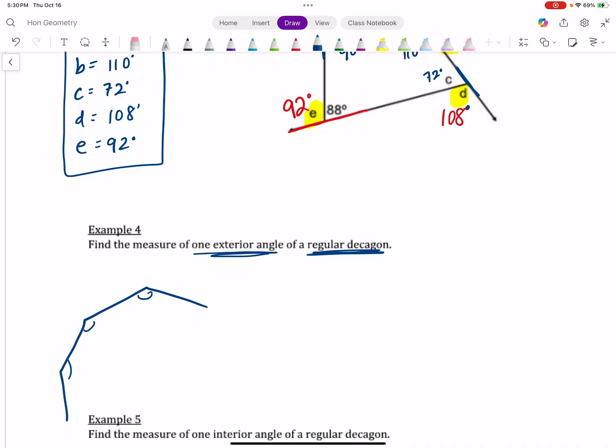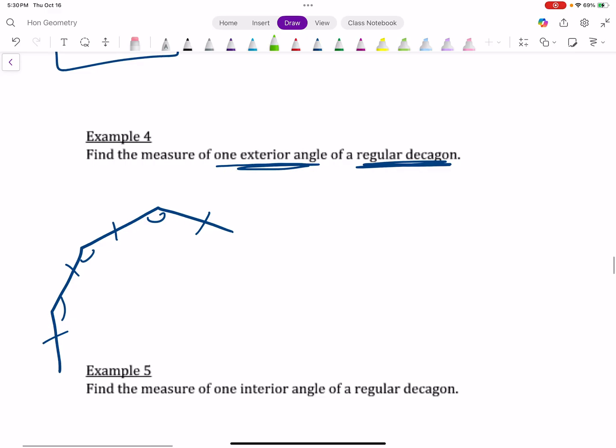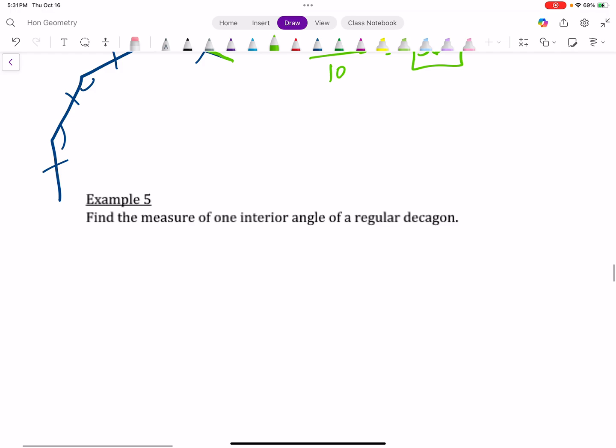All these are the same measure. These are all the same length. I just draw a few of them instead of trying to draw the whole thing. They're wanting to know how big that is. Well, I know the exteriors add up to 360. I know there's 10 of them. That is a 36-degree angle. Okay. Find the measure of one interior angle of a regular decagon.